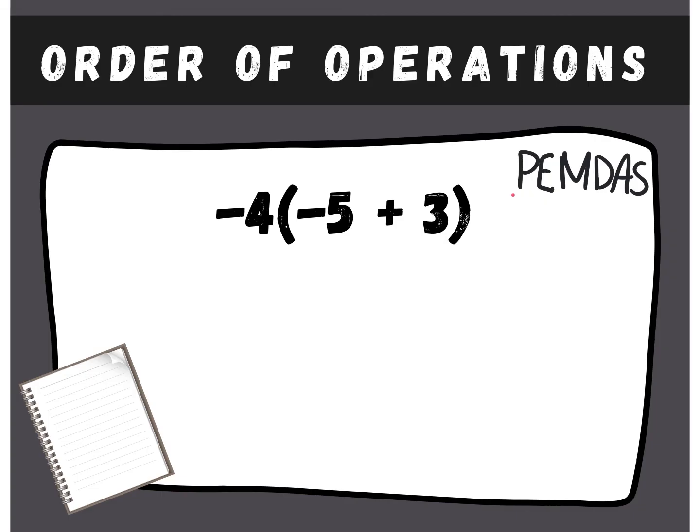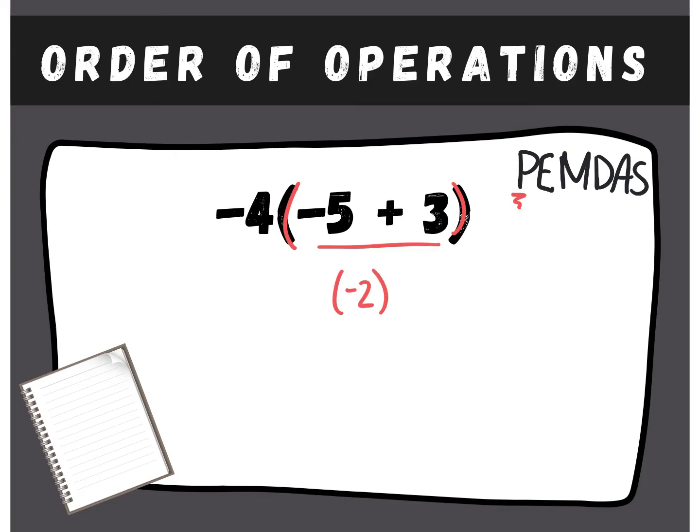Now the first letter, of course, is P for parentheses. I see that I've got parentheses, and those parentheses aren't just there for no reason. They have a math problem on the inside. That's exactly what that P for parentheses is for. So that's the first step. I need to take -5 and add to it 3, and I know that that gives me -2.